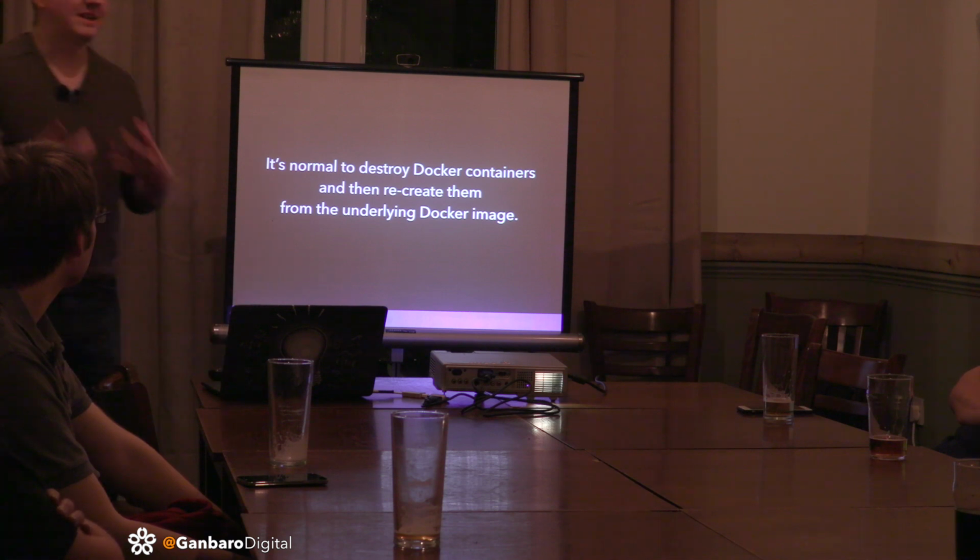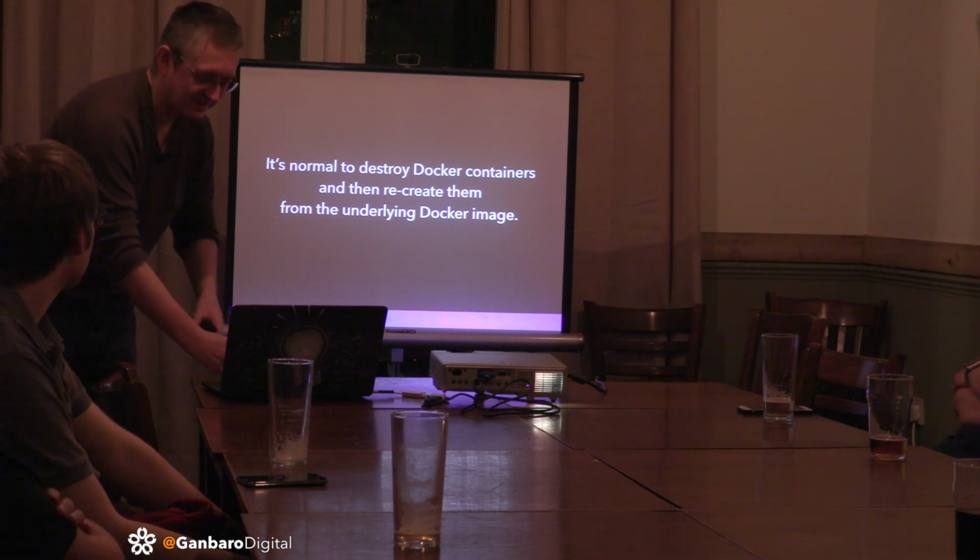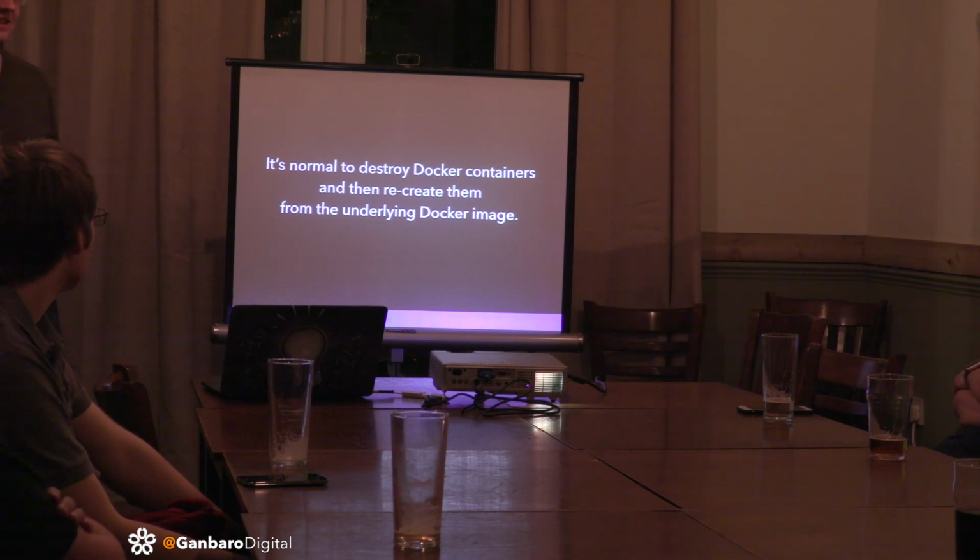And Docker, I think, could make this a lot clearer in their documentation, a bit like the difference between images and containers. They could make that a bit clearer for people when they first start out. But it's normal for containers to go away.